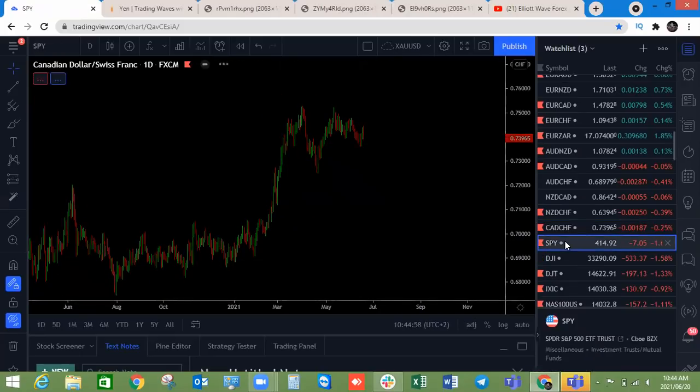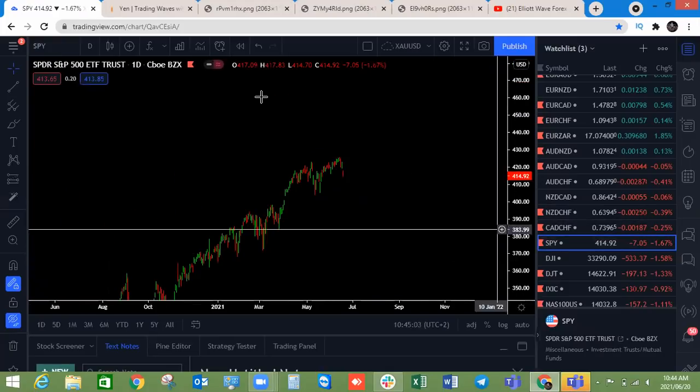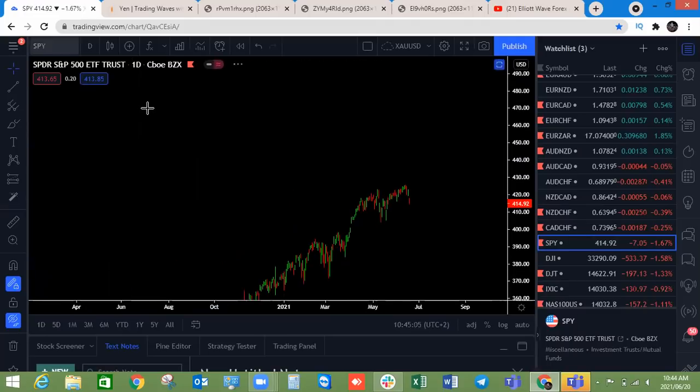Now we're looking at the indices. So the indices, I'm only going to look at the 4-hour time frames.